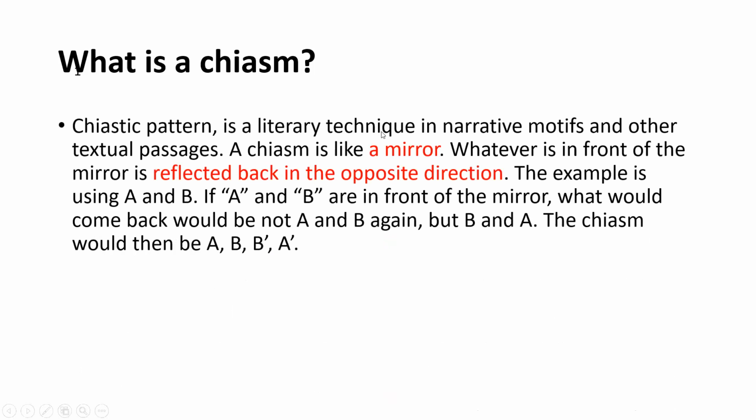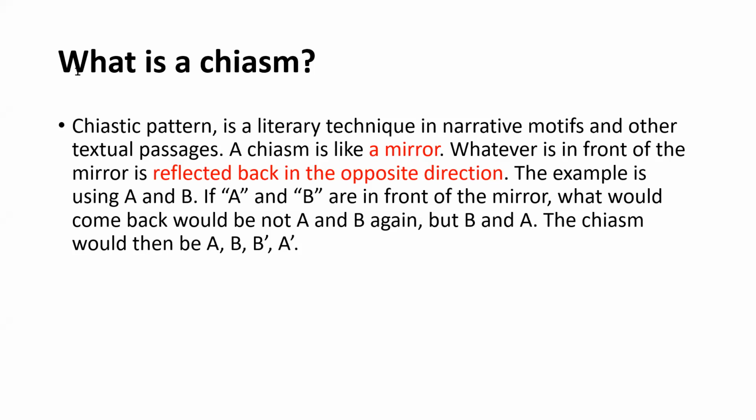A chiastic pattern is a literary technique in a narrative, motifs, and other textual passages. A chiasm is a mirror. Whatever is in front of the mirror is reflected back in the opposite direction. The example is using A and B. If A and B are in front of the mirror, what would come back would not be A and B again, but B and A. The chiasm would then be A, B, B, A. Okay, thank you very much.